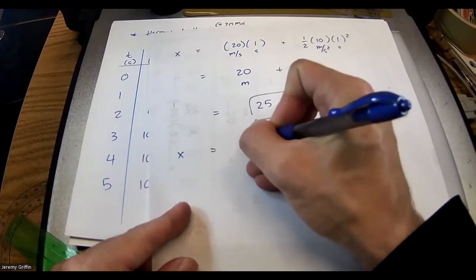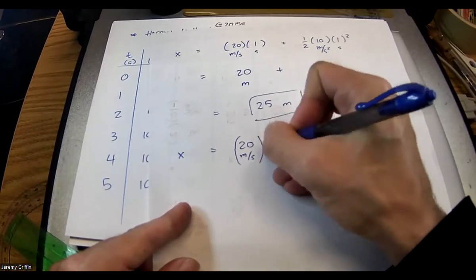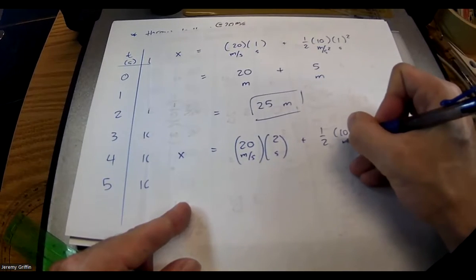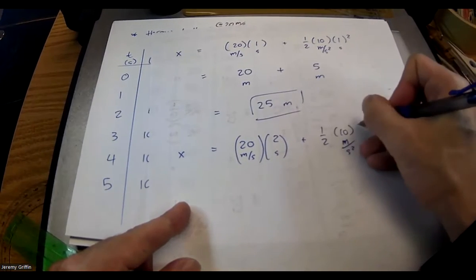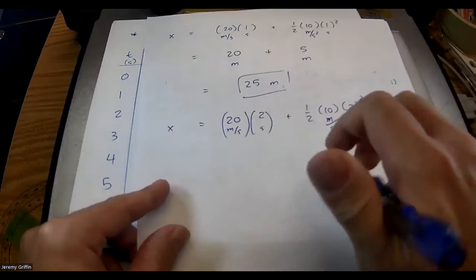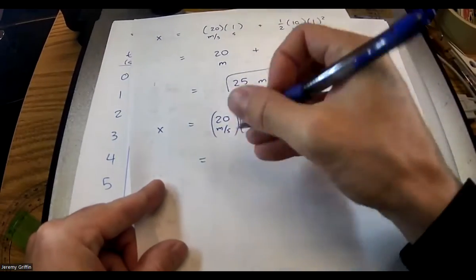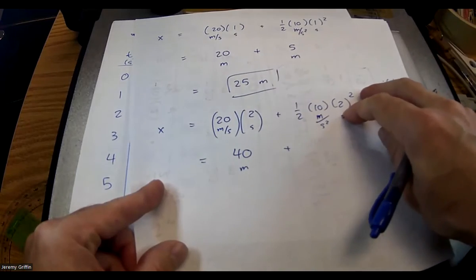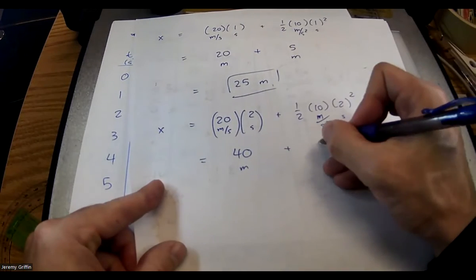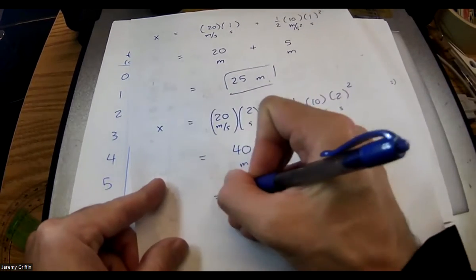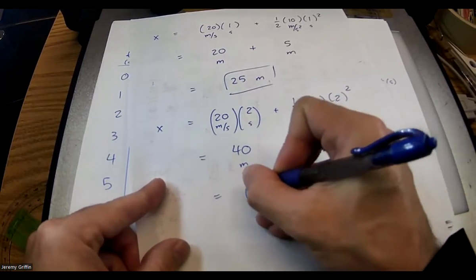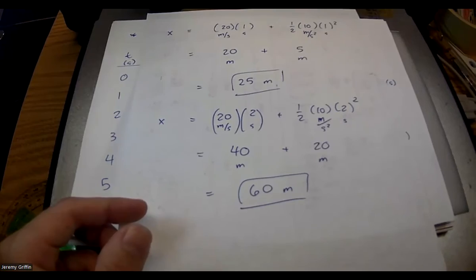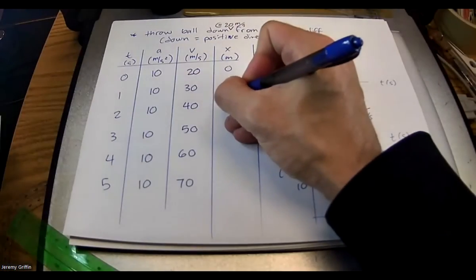So for 2 seconds, 20 meters per second times 2 seconds plus 1/2 times 10 meters per second squared times 2 seconds being squared. That's 40 meters plus, see, 2 squared is 4 times 5 is 20. So we're looking at 60 meters. Right? Okay, 60.